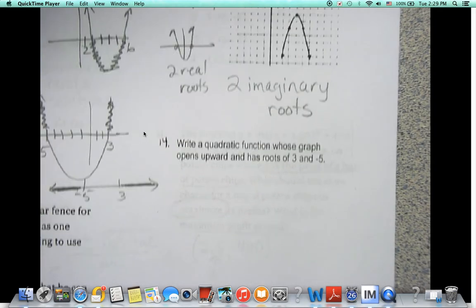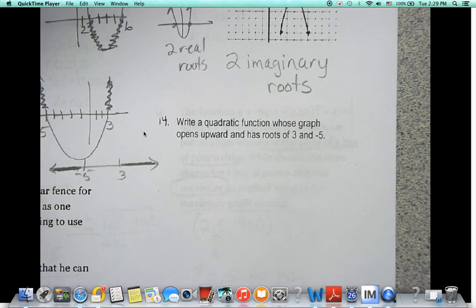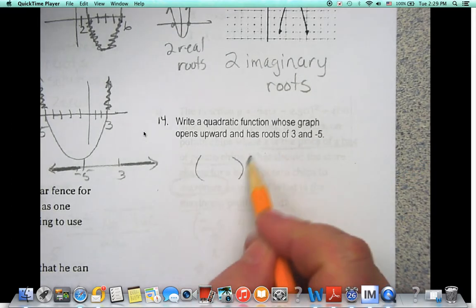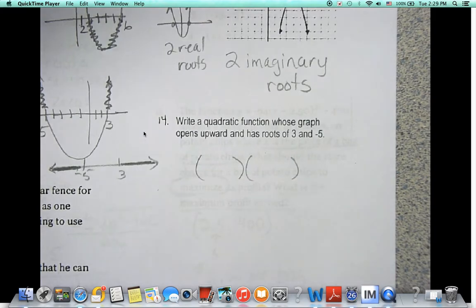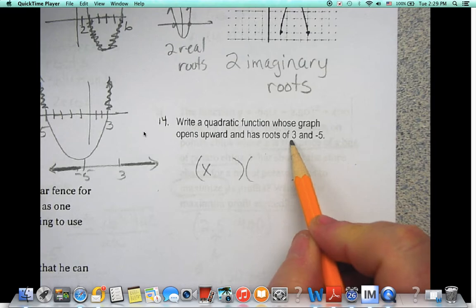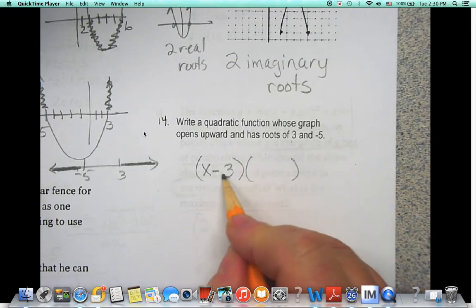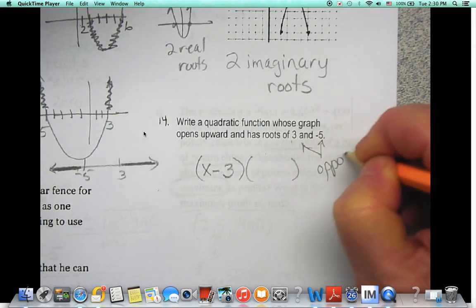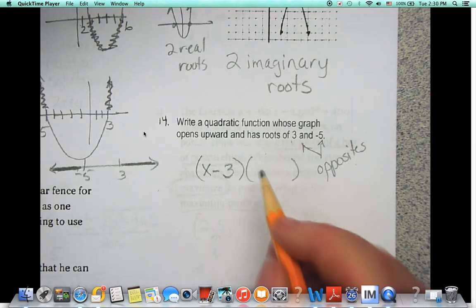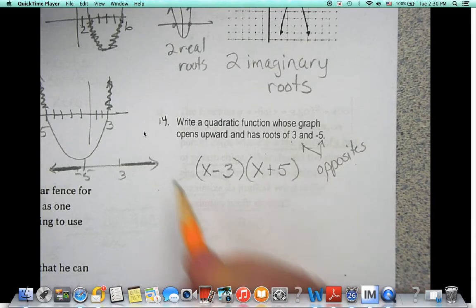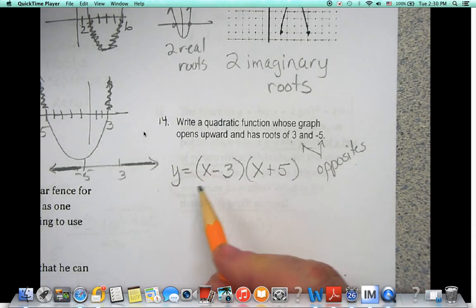Okay, write a quadratic function whose graph opens upward and has roots of 3 and -5. Can you write factors for these roots? What would you put here? Negative 3. Right, you have to do the opposite. If you want to write factors, you have to do opposites here. So the other one would be x plus 5. Okay. Now we have to do what? Multiply it.